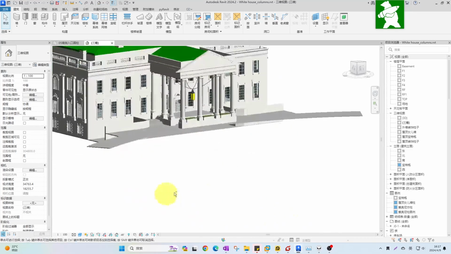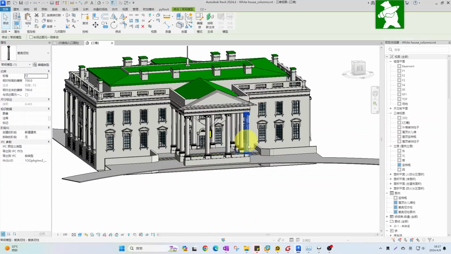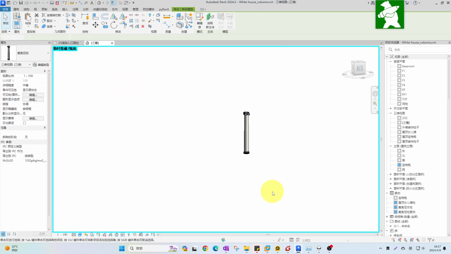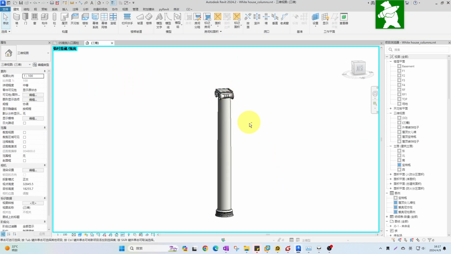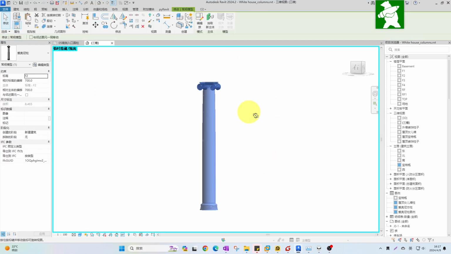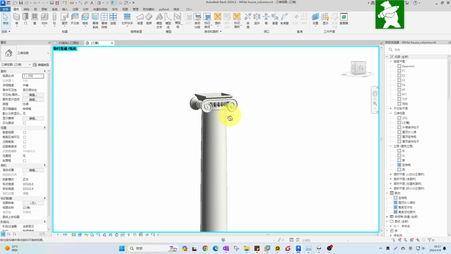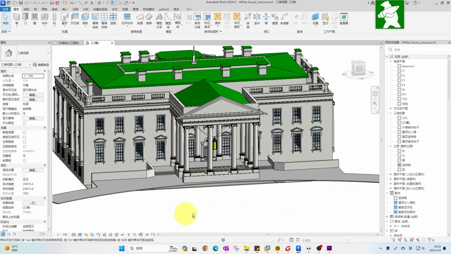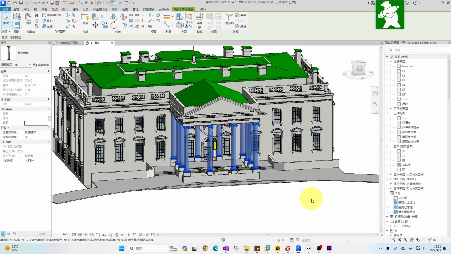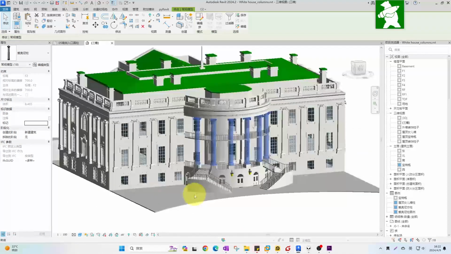I have tried to model the famous building of the White House before. As an American representative building of the neoclassical architectural style, the White House uses many ancient Greek columns, which are called ionic columns. These columns are not placed randomly. Today, let's explore the mathematical proportional relationship between the columns.